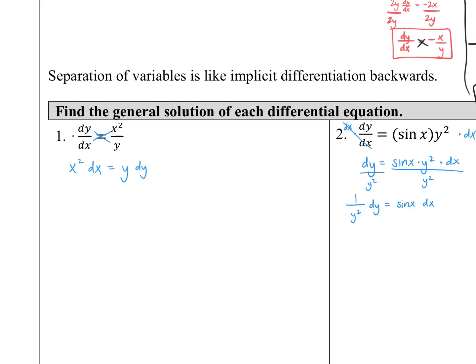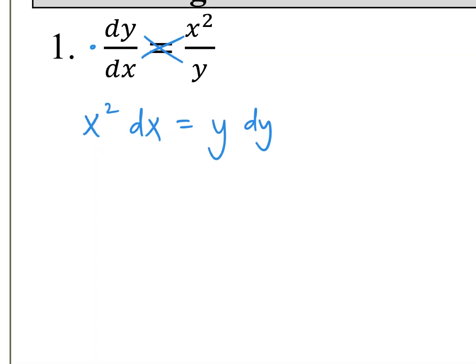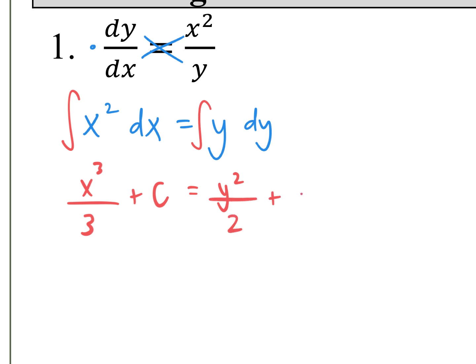So now we're actually going to finish solving them for y, okay? So for number 1, this is what we ended up with last. If I integrate both sides, I need to evaluate those with respect to that variable. So if I integrate x squared, I end up getting x cubed divided by 3 plus C. If I integrate y, I end up with y squared divided by 2 plus C.